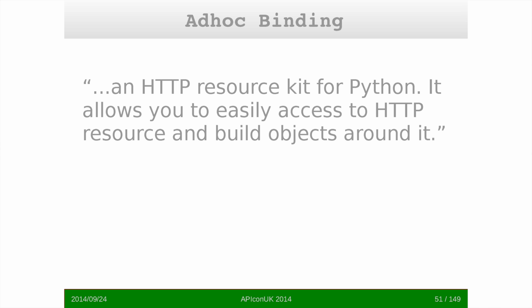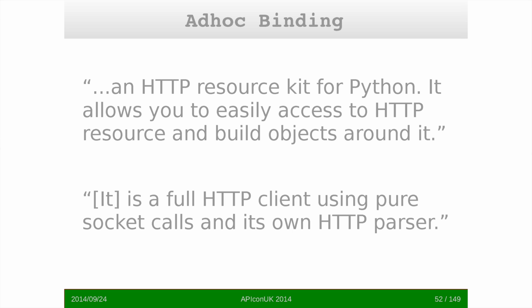One of them was this one that said, and again, I'm not going to name names, it's an API resource kit for Python. It allows you to easily access HTTP resources and build objects around it, right? That's exactly what we want, right? And then it goes on to say, it's a full HTTP client using socket calls and its own HTTP parser, and these are things that we don't want. And then it goes on to list a whole bunch of features all about the network protocols and other things that aren't really interesting for your API.